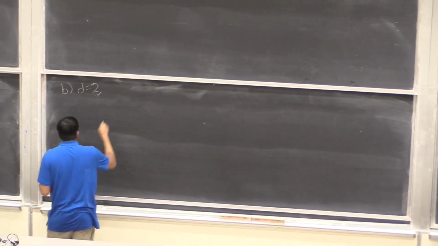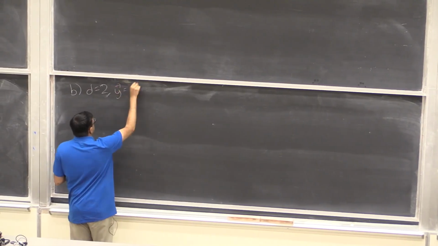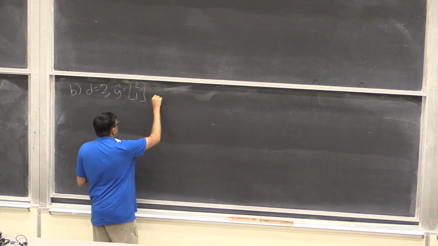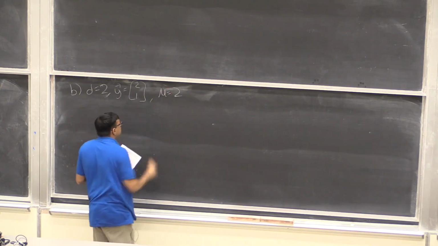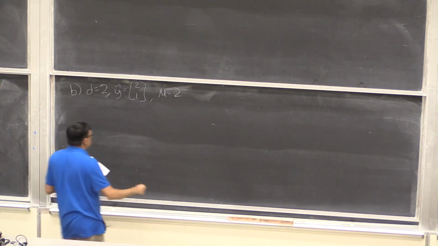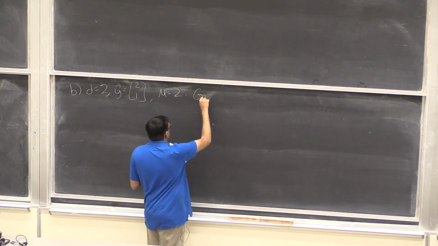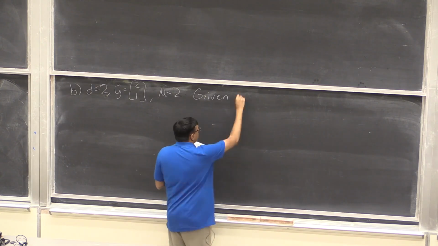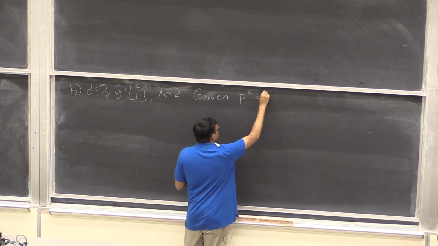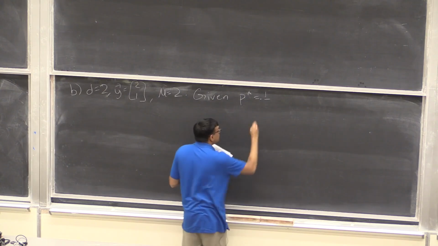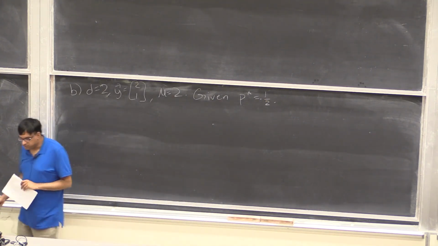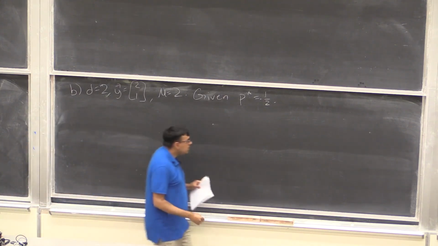And we're given y equals (2, 1), and let mu this time equal 2. And then we're given t star is equal to 1 half. Shoot, is there any better chalk here? Okay, I guess not. That's fine.